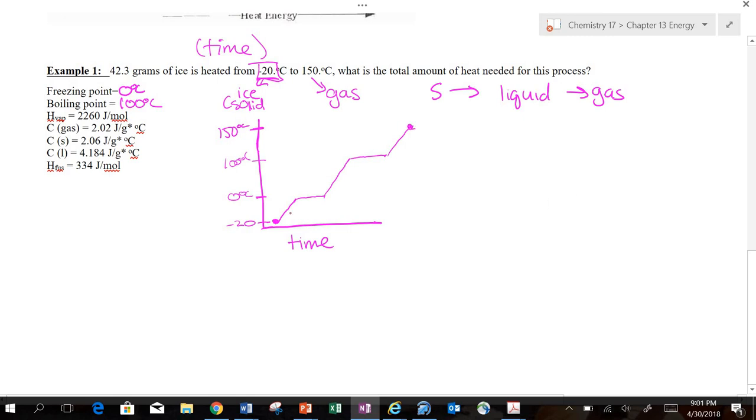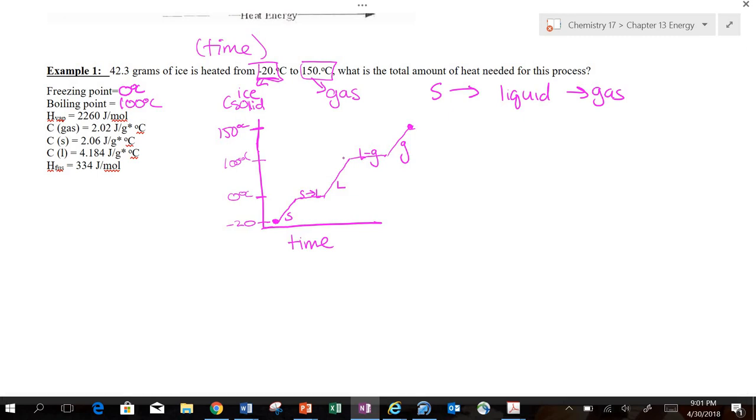So here we have our solid. Here we have solid to liquid. Here we have liquid, and then here we have liquid to gas. At this point, we have gas. Again, that's because we're going from negative 20 all the way to 150, so we have to go through all 3 phases: solid, liquid, and gas. We have to include our phase changes, so solid to liquid, liquid to gas.